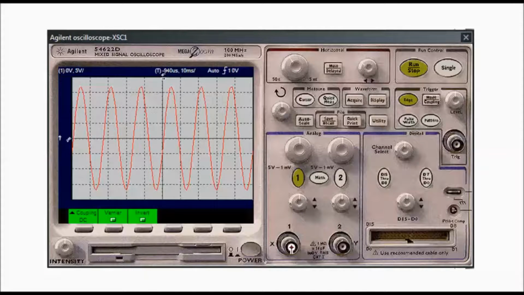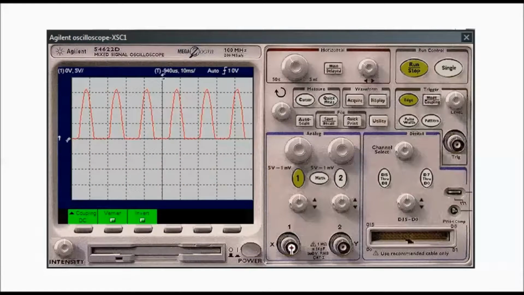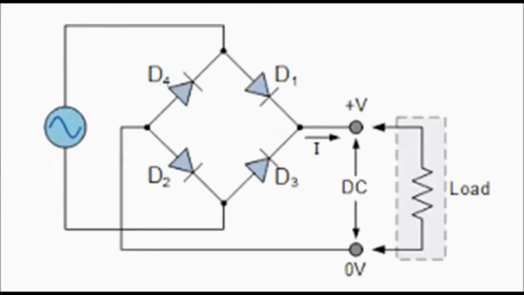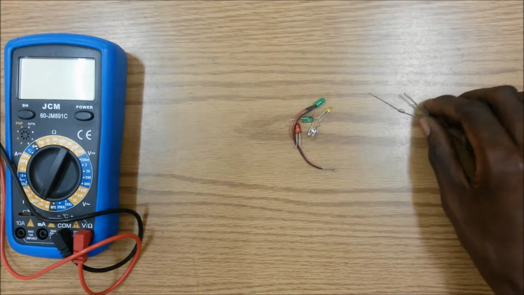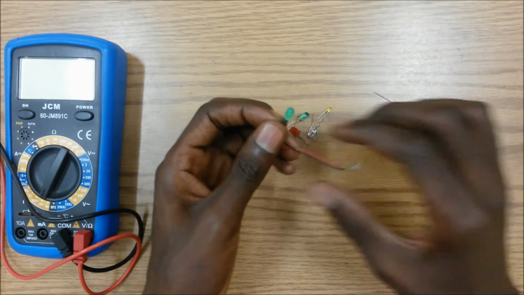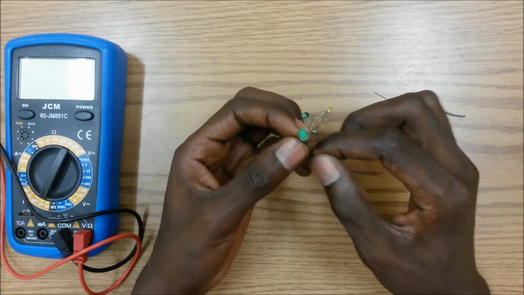In the case of an AC signal which changes direction periodically, a diode will only allow current to flow in one half cycle of that signal. So we find diodes being used in rectification circuits, such as a half-wave rectifier or a full-wave rectifier. These would be used in rectification circuits, and these here will be used to emit light.